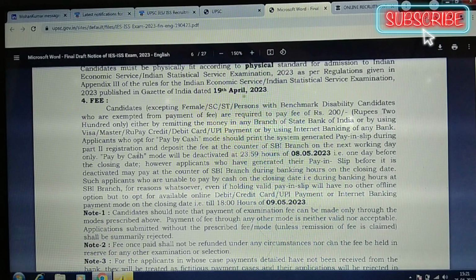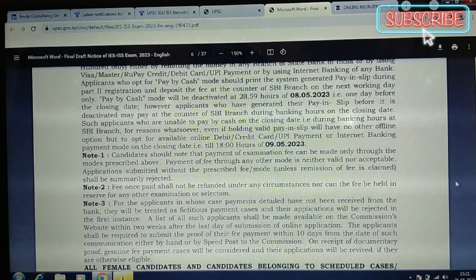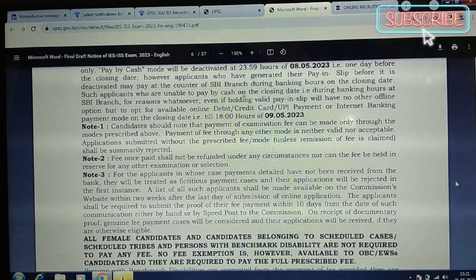The last date for payment by challan is 9th May 2023. The earlier date is for online payment, and this is the date for offline payment by using challan. You can download the challan after completing the application, and then you have to deposit it at any branch of State Bank of India.